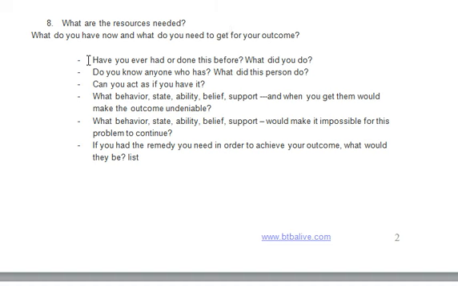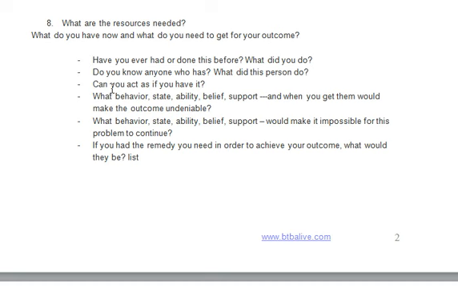The first question among these is, have you ever had or done this before, and what did you do to achieve that? Second, do you know anyone who had that, and what did this person do, if you didn't have this before? Think about it, list those down specifically.